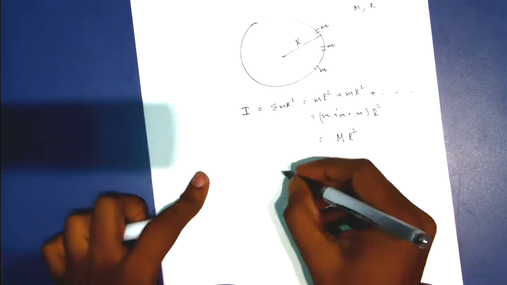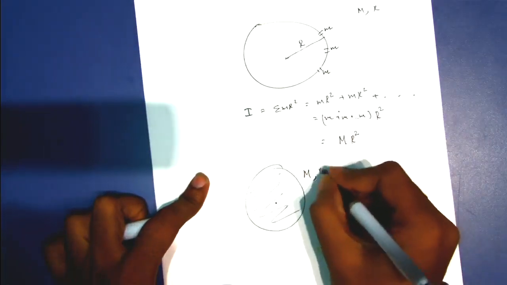If instead of a hoop, I have a disk, right, of mass m and radius r. Okay, so now the difference between a hoop and a disk is the disk has mass in the middle, right? Correct? Okay, if I were to try and do the same thing here, I run into a problem pretty quickly.